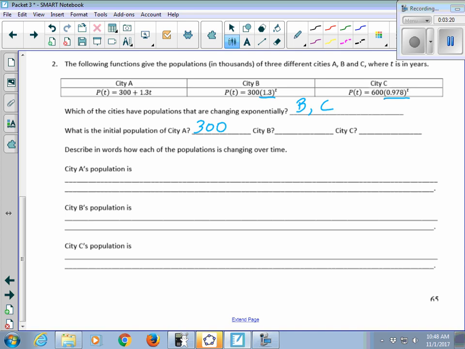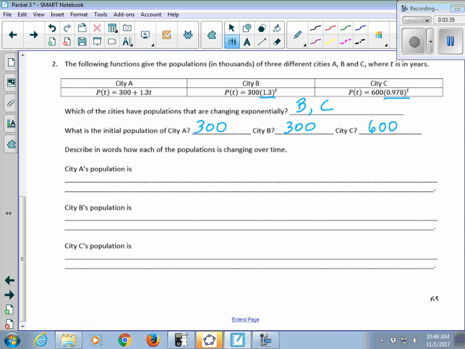For city B, if you plug 0 in for T, you have 300 times 1.3 to the 0. Anything to the 0 is 1. So that's just 300 times 1, which is 300. And city C is 600 times 0.978 to the 0. That's 600.